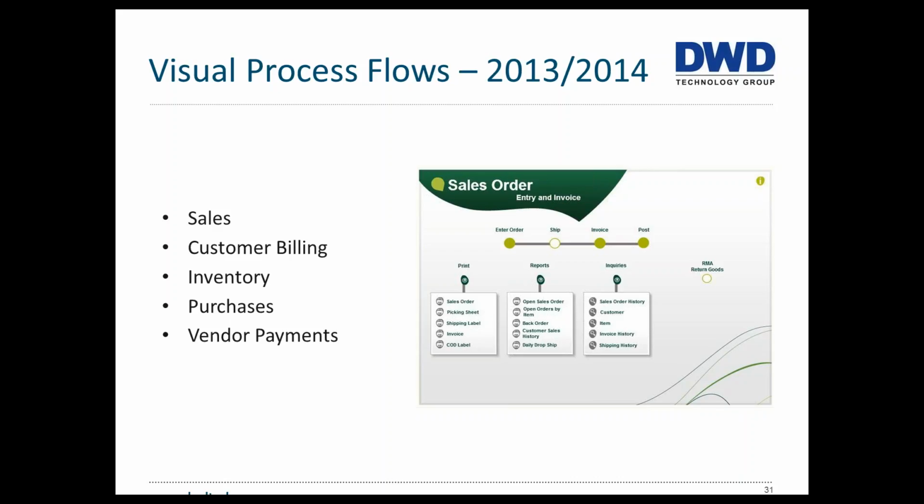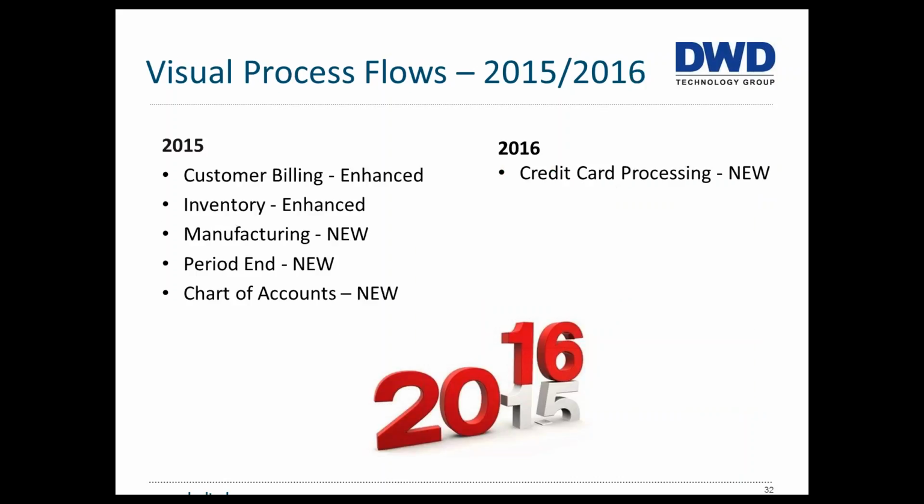So 2013, 2014, the introduction of visual process flows. With versions 2015 and 2016, we can see some enhancements that have been made, and we've got some new areas that have been added. So if you've got Sage 100 2015, you've actually got manufacturing tasks, period end processing tasks, and also the chart of accounts functionality, how to create accounts. Those process flows have been developed and already added to your menus. And those of you on 2016, you will now see credit card processing tasks that have been added to your menus.